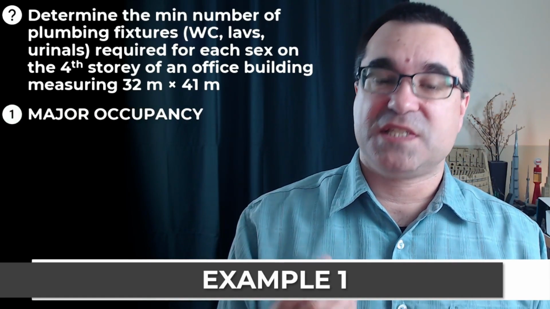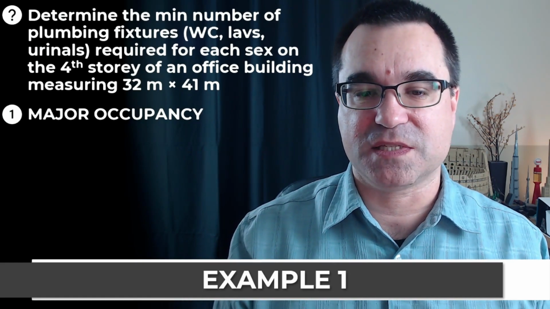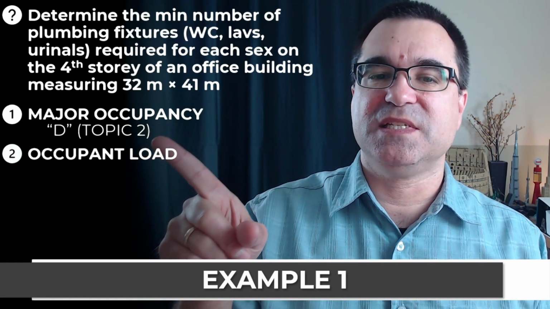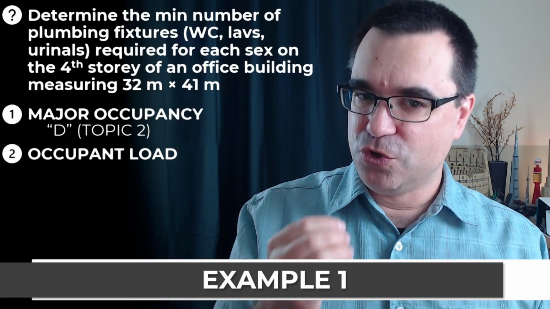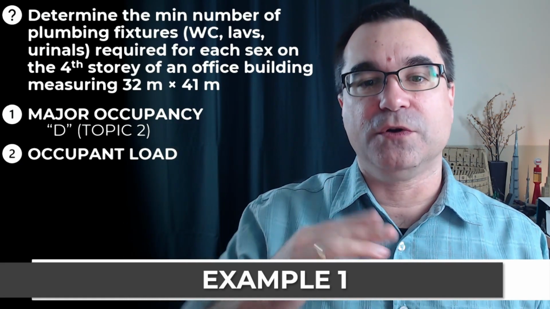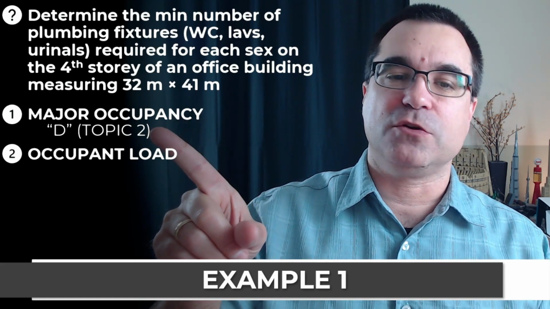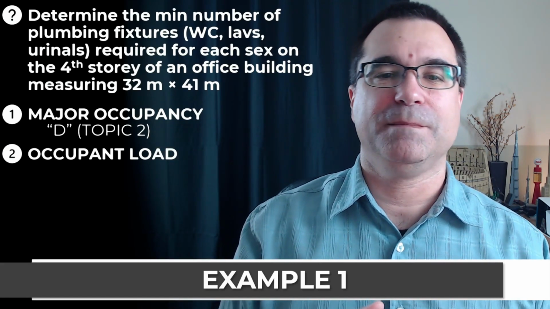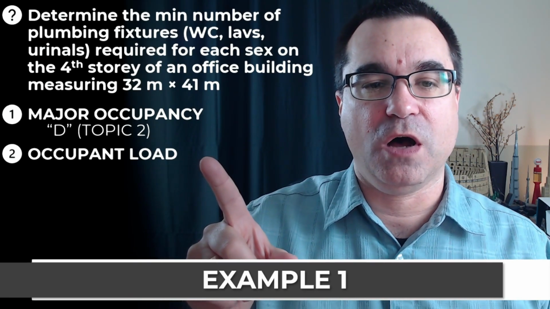So let's start with step number 1, which is determining the major occupancy of this space. If you go back to topic 2, the major occupancy of this space is D. So go back to topic 2, my dear students, so you're reminded of the steps required and all the building code references you must write to justify your selection of D major occupancy in this case: building and personal services.